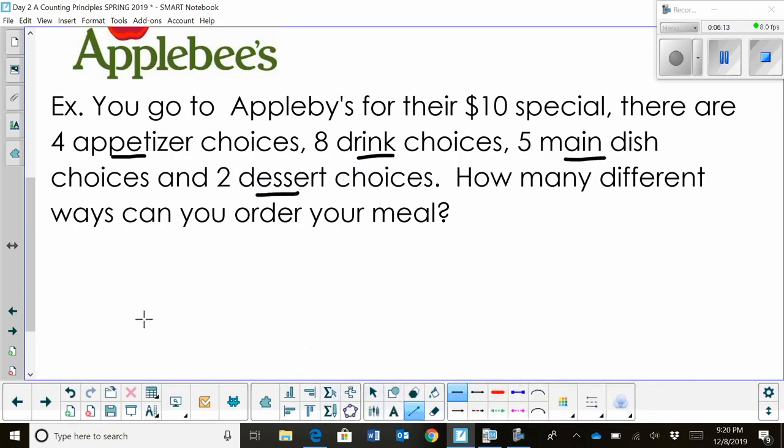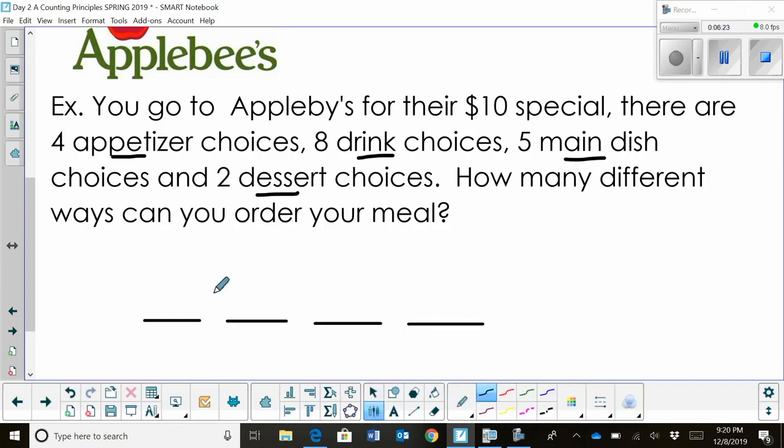So what I like to do is just go ahead and draw myself 4 blanks, one for each event. Then I'm going to write down my possibilities, how many ways each event can occur, in each of the blanks. So I've got 4 appetizers, 8 drink choices, 5 main dishes, and 2 desserts. Now for the counting principle, all I do is multiply all these together.